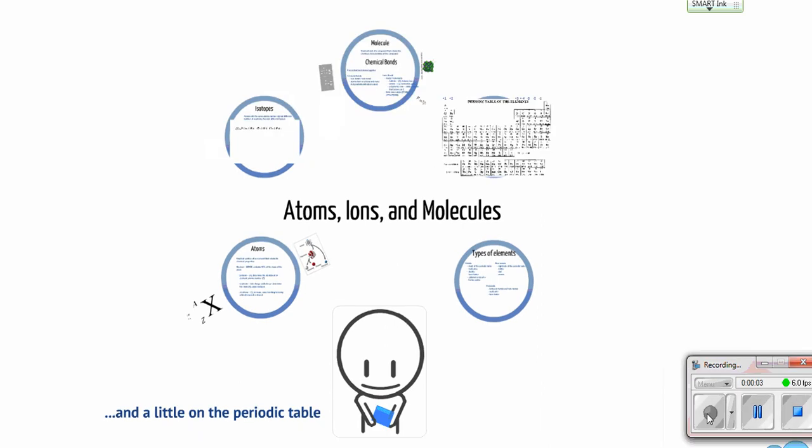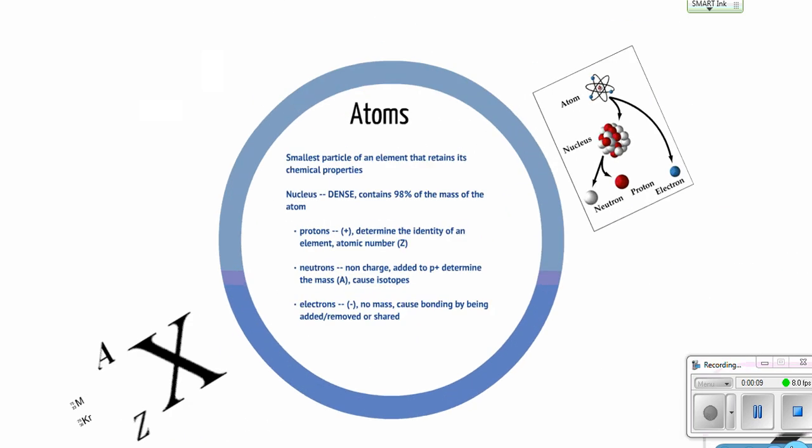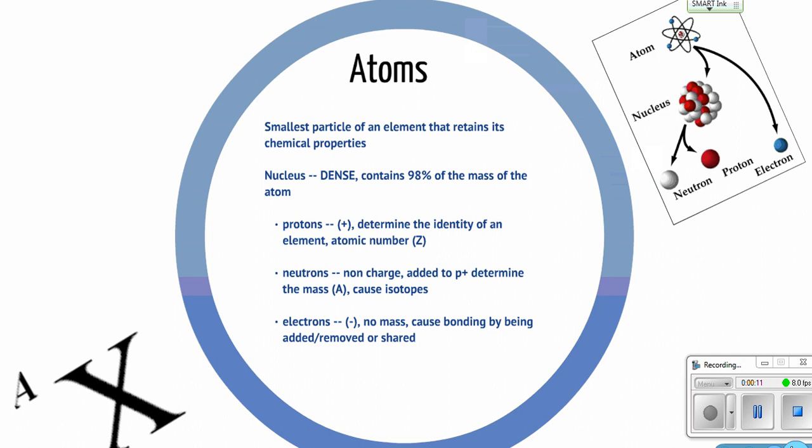Atoms, ions, and molecules. Oh my. And we're going to do a little on the periodic table. So let's start with the basics. What is an atom? An atom is the smallest particle of an element that retains its chemical properties.